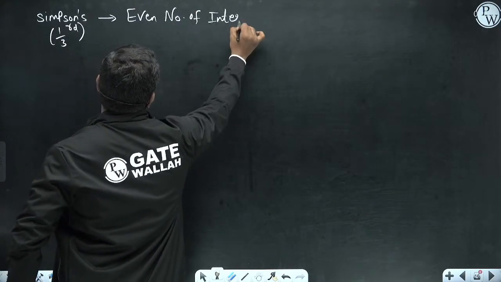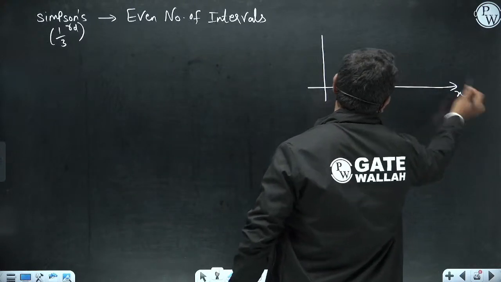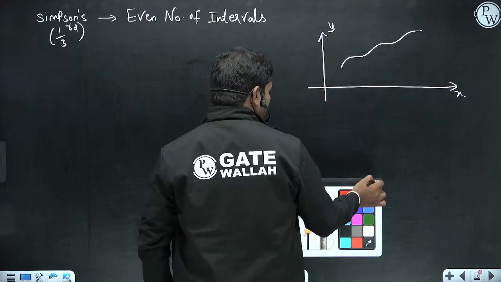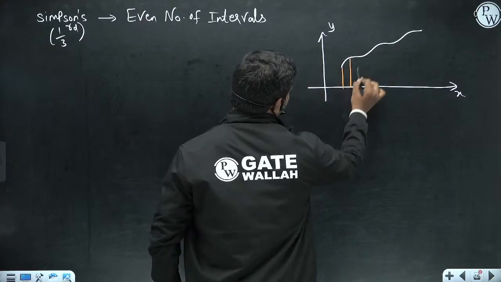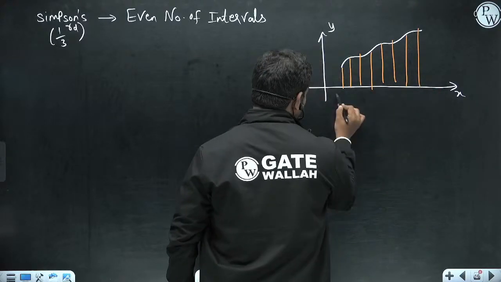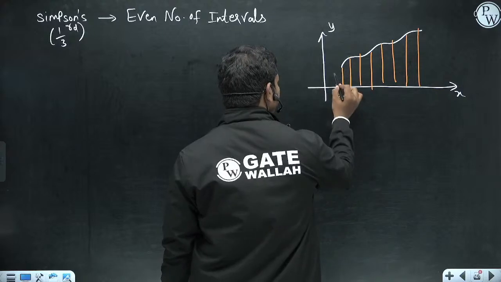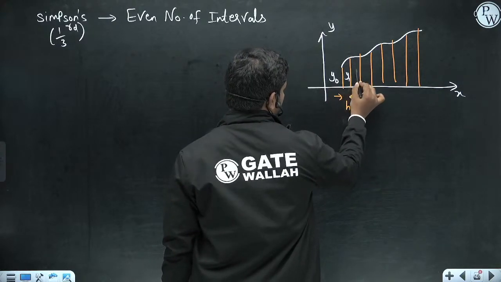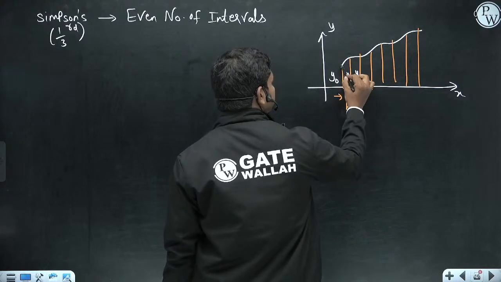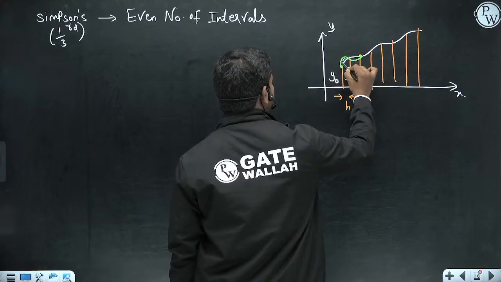Why you split it into an even number of intervals is, let us suppose you have this, for example, x, y, and let us suppose there is some function, then you will split this into an even number of intervals. Okay, so the step size is h. Now in Simpson's one third rule, if this is y0, y1, y2, we take two intervals at the same time and we try to fit these points with the help of a quadratic equation. Okay, so this is a quadratic fit.